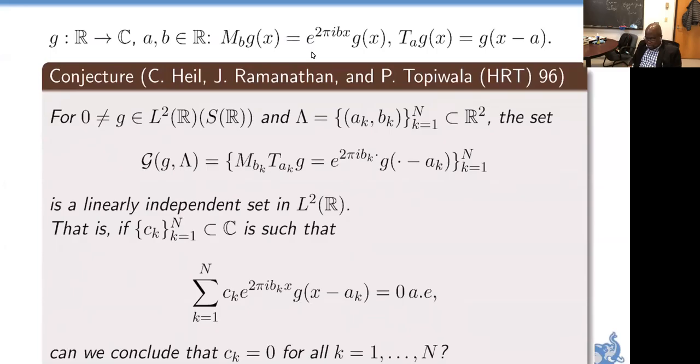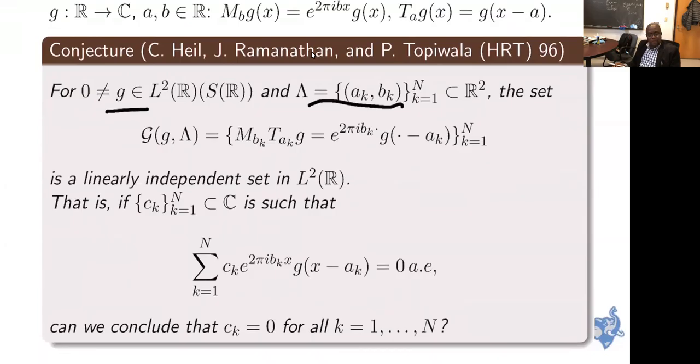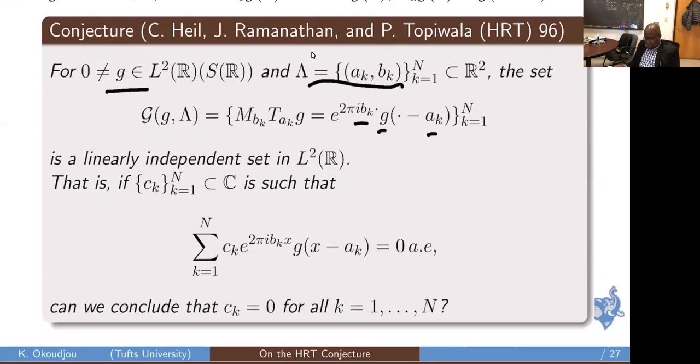Suppose I give you a function g, which is a square integrable function. You can even assume that the function is very nice, like a Schwartz function. And give yourself also a set of points (a_k, b_k) in two dimensions. So you have n distinct points in R^2. And you look at the collection of time and frequency shifts of this function g along with points (a_k, b_k). In other words, I shift my function in space by a_k, and I modulate the function in frequency by the number b_k. And the question is whether the resulting set of n vectors in L^2(R) is linearly independent. So to be more specific, if you give me n coefficients c_k so that this linear combination is equal to zero almost everywhere, can I conclude that the numbers c_k are all zero? So that's essentially the HRT conjecture.